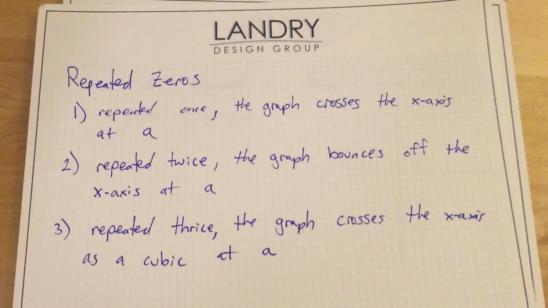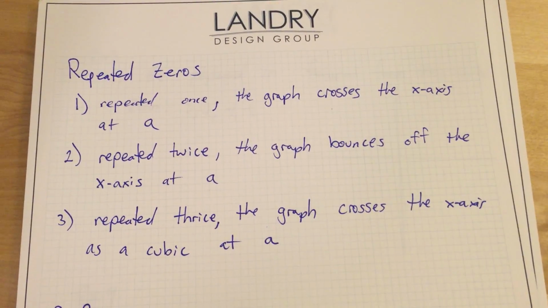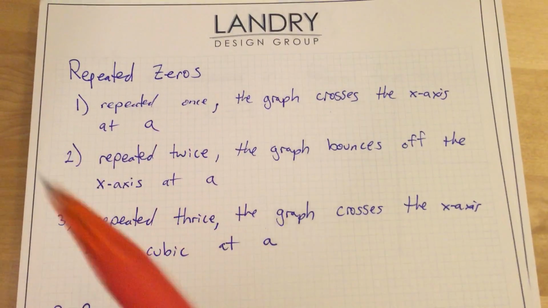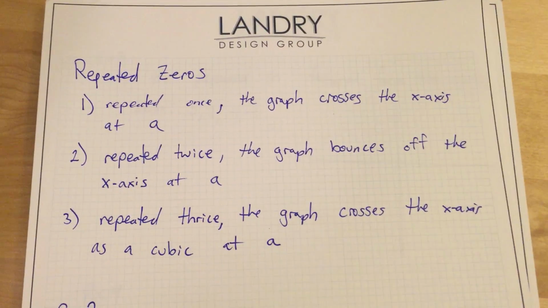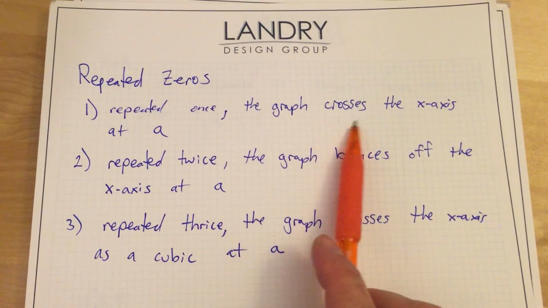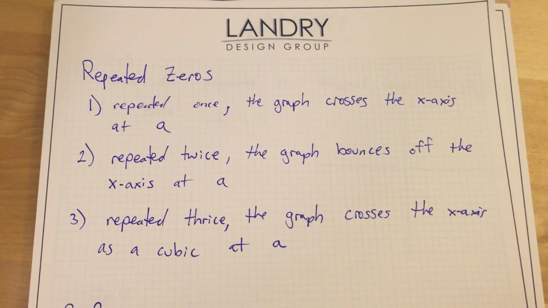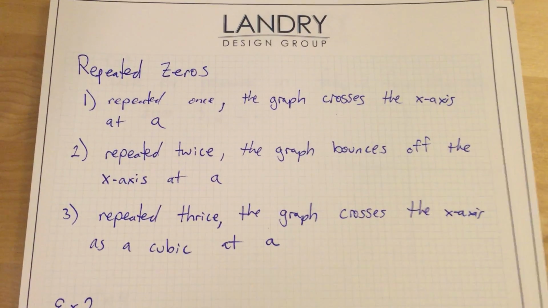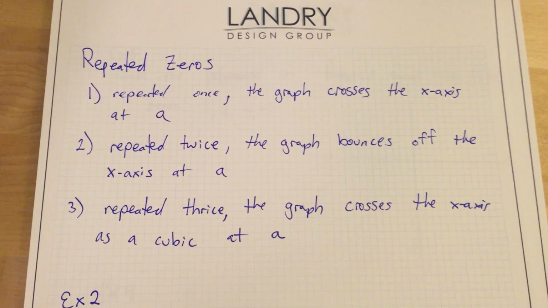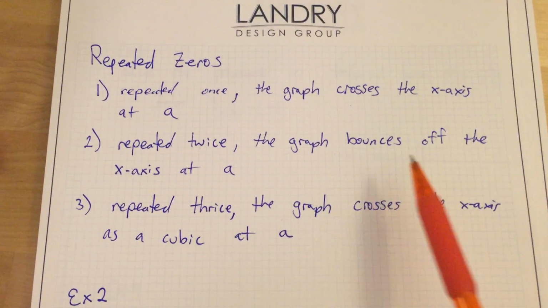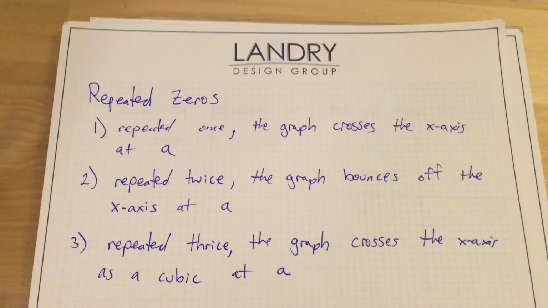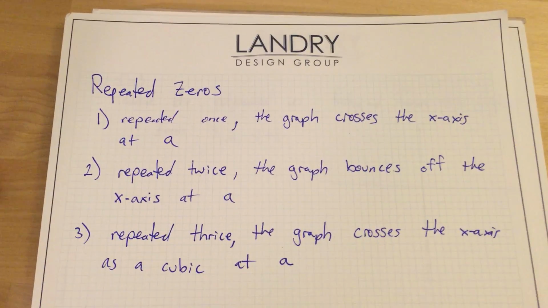The other thing we want to talk about before we start graphing is what happens when we have repeated zeros. So there's 3 scenarios that are going to come up in this class. Okay, so if you have a 0 that's just repeated once, so you see it only one time, the graph just crosses the x-axis normally at that a, so at that x-intercept. If you see it repeated twice, so I see the number 2 written 2 times, then what's going to happen is it's going to bounce off of it, so it's not going to cross the x-axis, and I'll show you an example of what those look like.